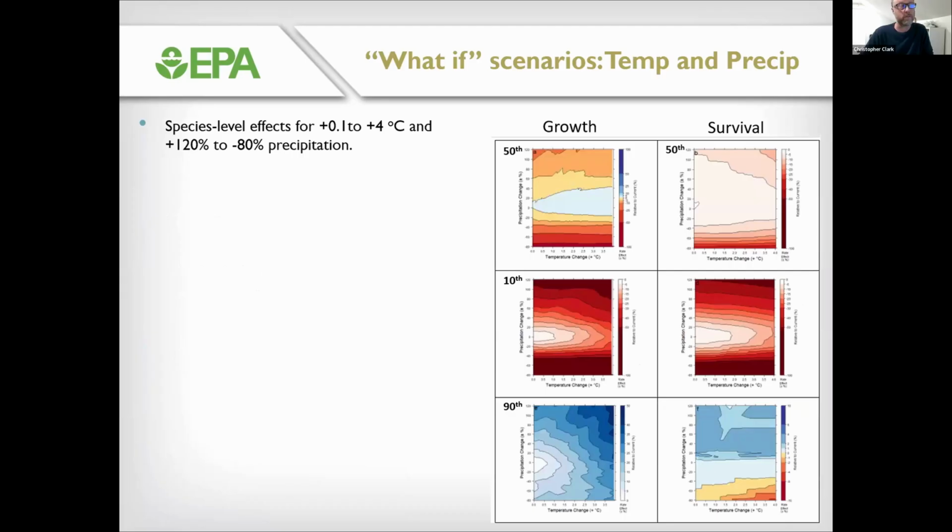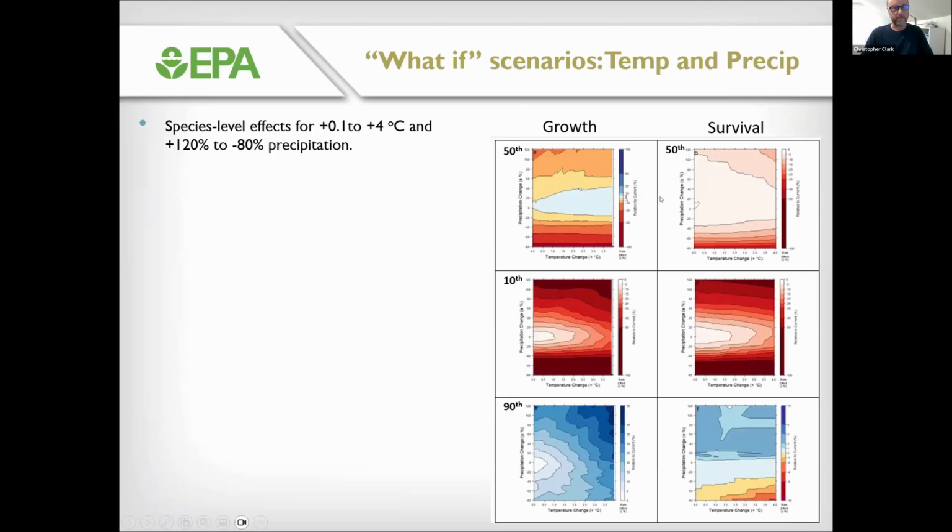We can also use these to run what-if scenarios. So these are species level effects for incremental shifts in temperature. This is from plus 0.1 degrees centigrade to plus 4, and incremental shifts in precipitation from minus 80% to plus 120% for growth and survival.